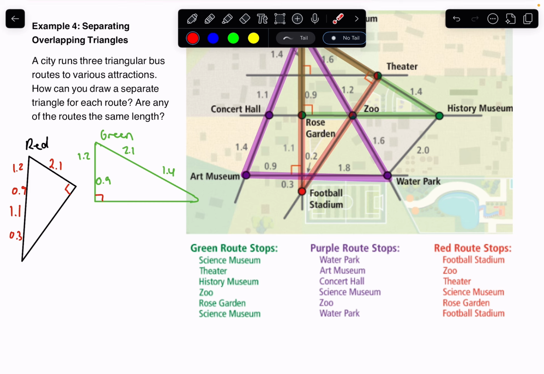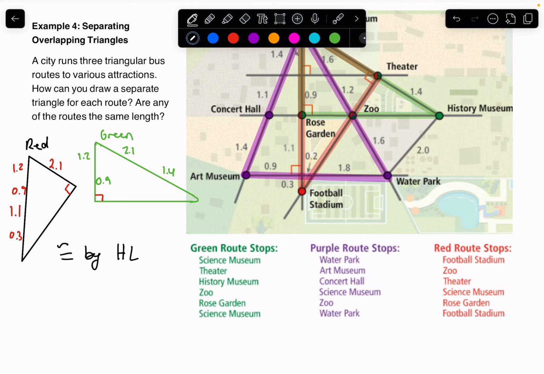So all together on my green route, this piece is 2.1 units long, the same as the short red side. And all together on my green route, the hypotenuse is 2.1 plus 1.4, that's 3.5 units long. 1.2 plus 0.9 plus 1.1 plus 0.3, that's also 3.5 units long. So that means that, hey, I've got right triangles with hypotenuses and a leg each congruent. So these two triangles are congruent by hypotenuse leg.